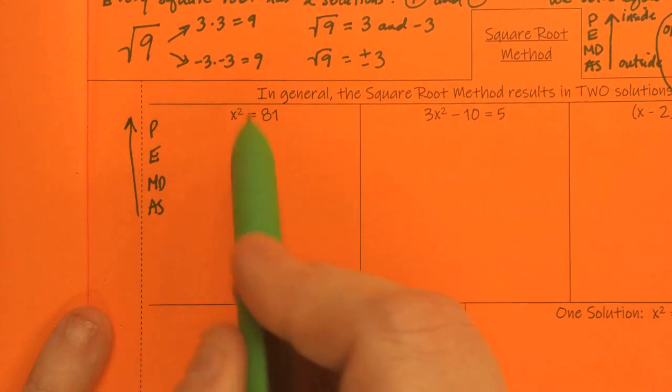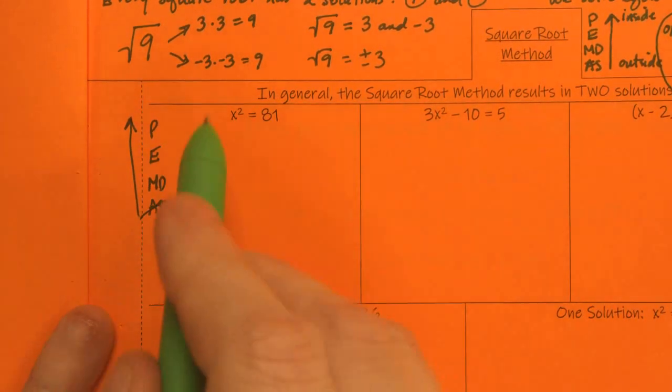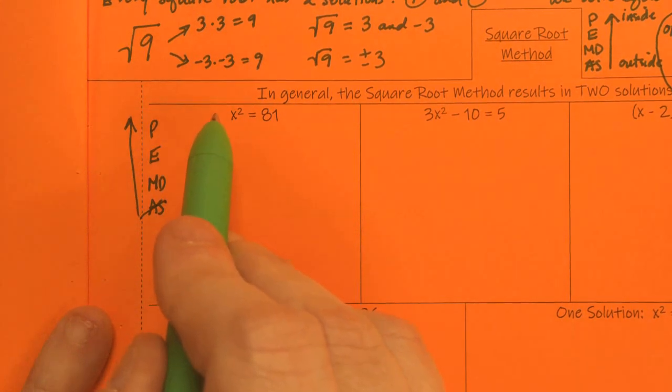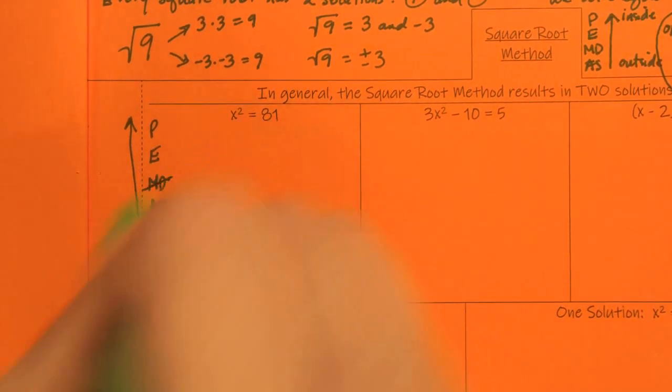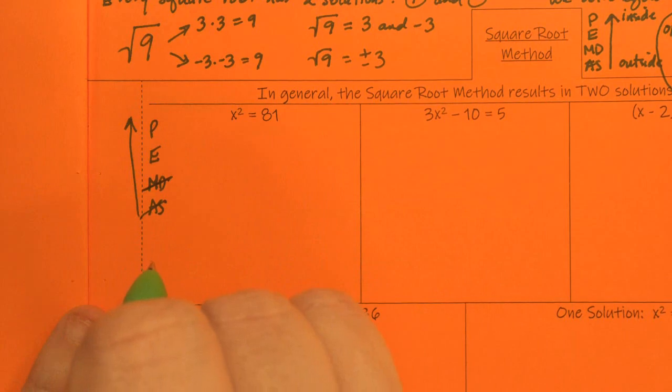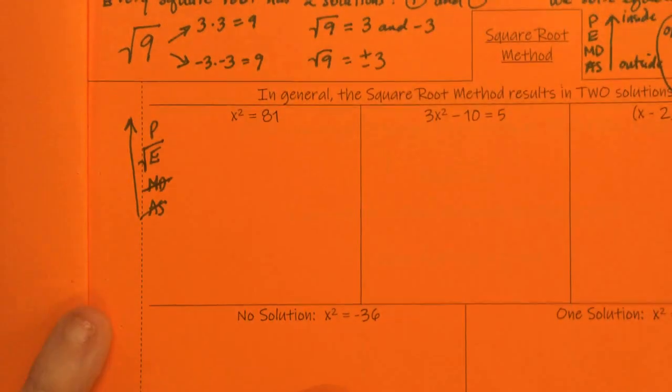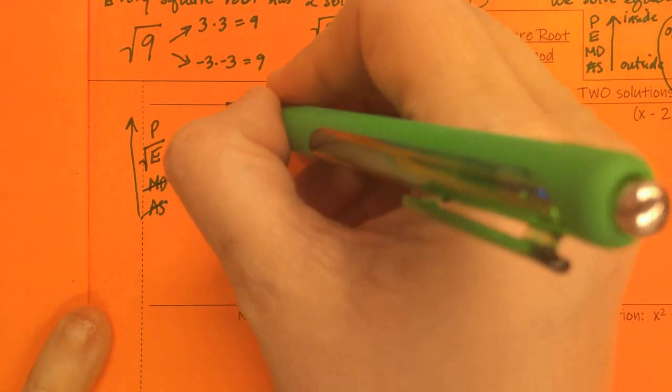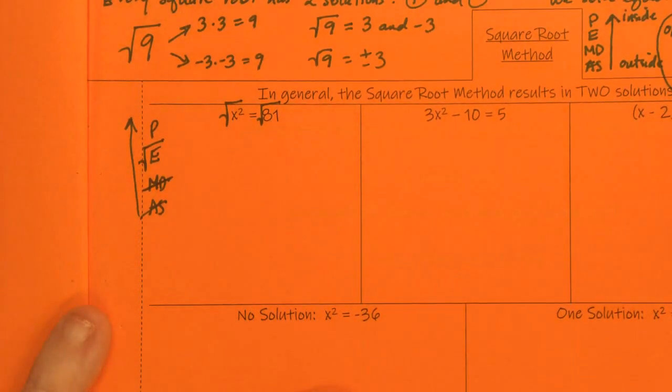The x squared is by itself, right? So there's nothing to add or subtract. Is there a number in front of it or a fraction in front of it? So there's nothing to multiply or divide. Do I have an exponent? So how am I going to undo that? Square root. So to get rid of that exponent, I'm going to take the square root. If I do it to one side, I got to do it to both sides.